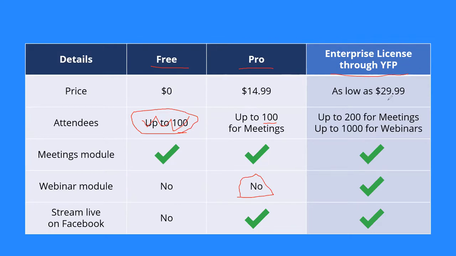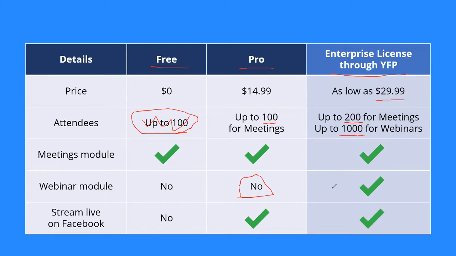Then the enterprise plan. If you get it through us, if you have a Freedom Builder subscription, so you have an active paid plan with YFP, then you can get it as low as $29.99. We also bundle it in our ultimate bundle plan. The beautiful thing about that is you never need to worry about running out of space for meetings or webinars. The most we've ever had in a webinar is 600 people, so we've never come close to busting the 1,000.